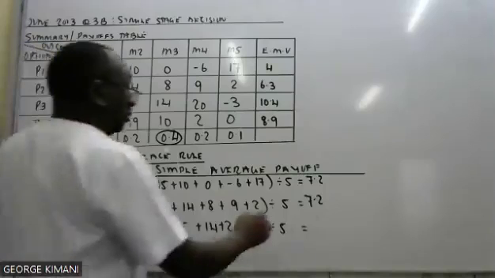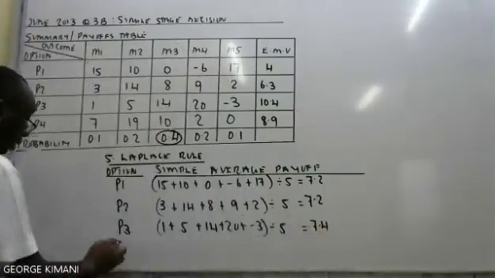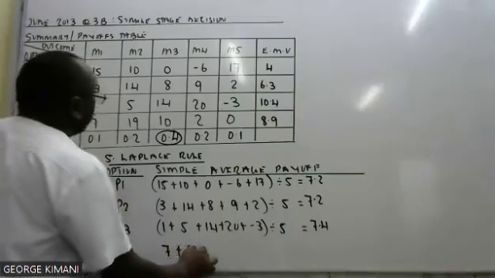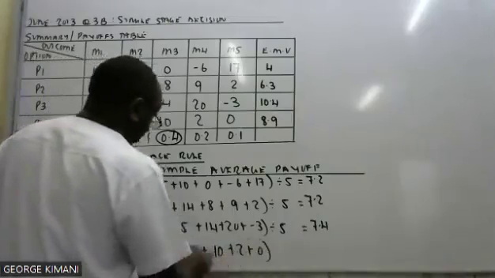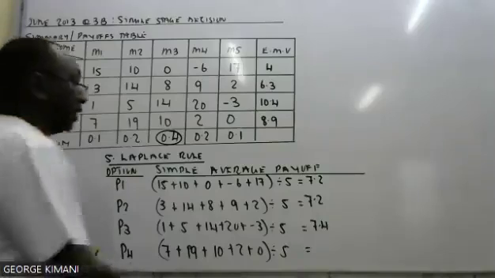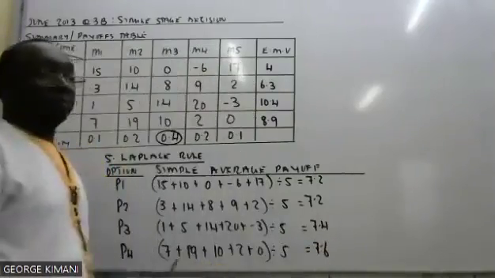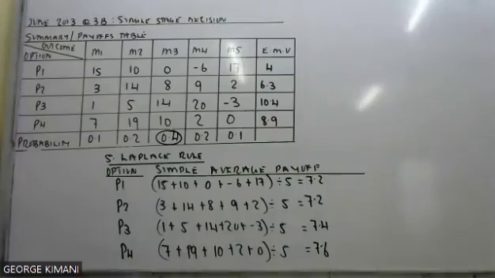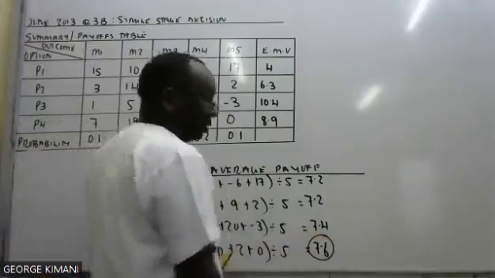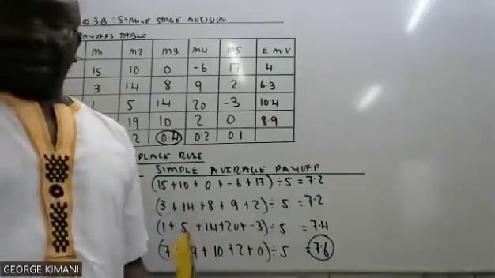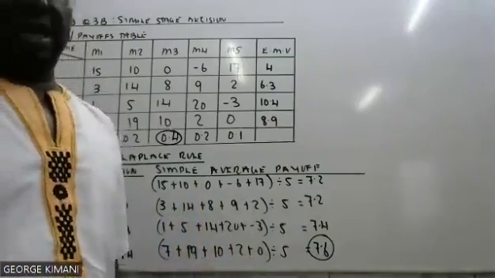So 7.4. Then P4, it is 7 plus 19 plus 10 plus 2 plus 0, divide by 5. 7.6. So in this rule, we also go for the highest. So the highest is this one. So you advise that they should round product P4. The advice is that they should choose product P4.